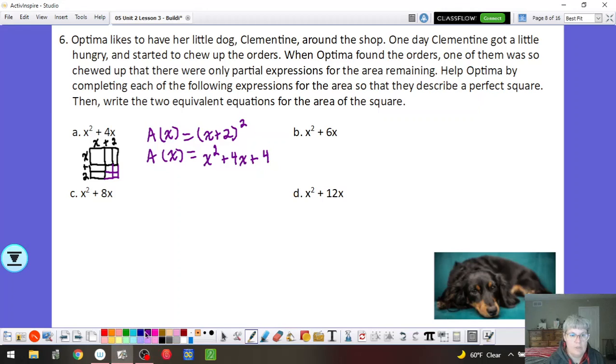If we take a look at B, starting with our basic square for the x squared, this time we have 6x. So if I'm going to divide that evenly on my two sides, I'm adding 3 to each dimension.